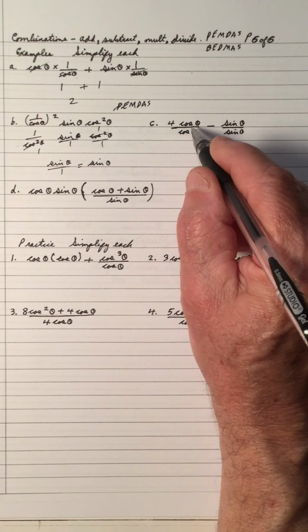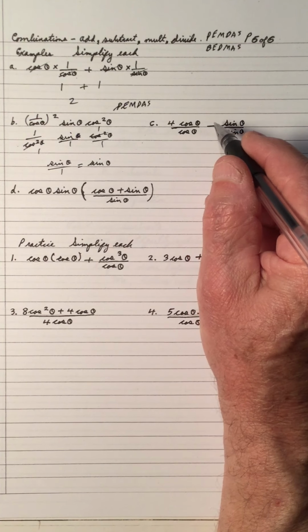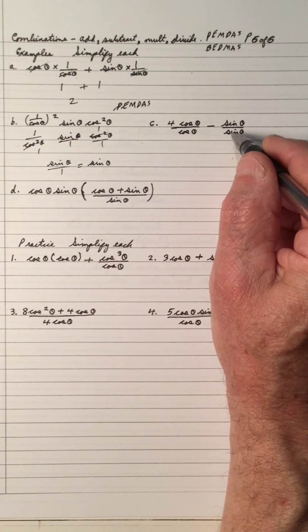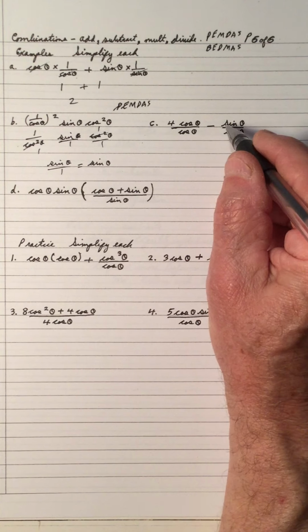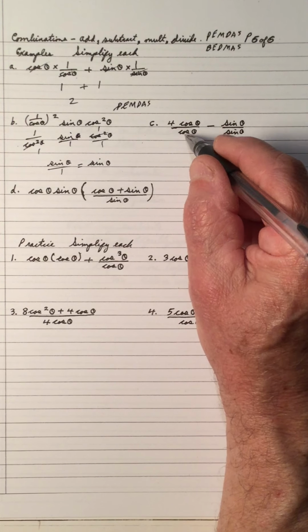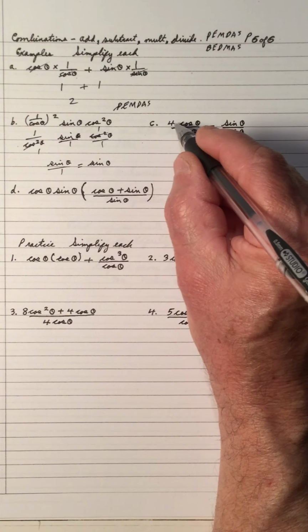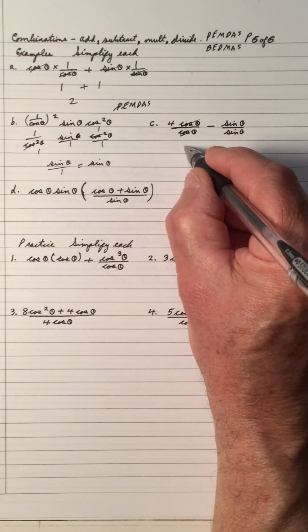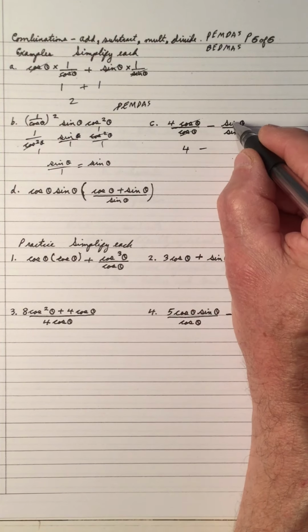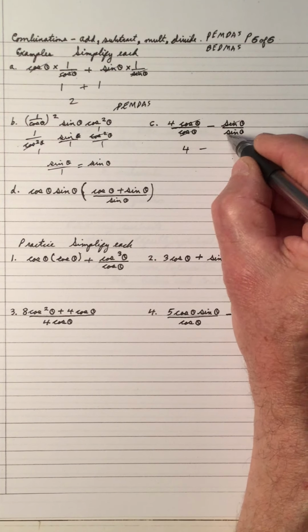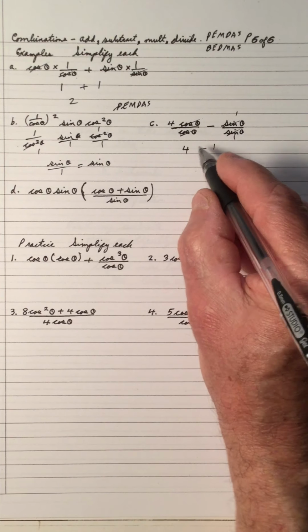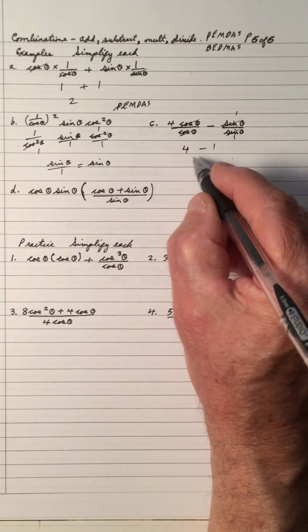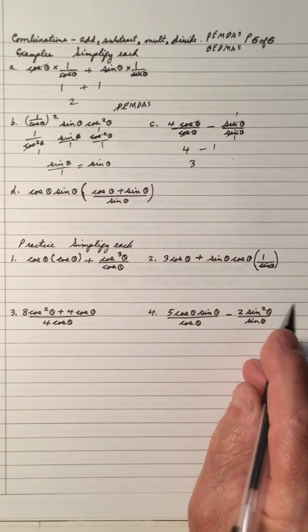So notice we're subtracting, but can we divide these first rather than subtract first? So let's see. Can we cancel? Yes, we can cancel this as a fraction. 4 cos theta divided by cos. We can cancel those to get a 4. The sines is division, so we can cancel the sines to get a 1. And now that we have the divisions done, we can subtract.